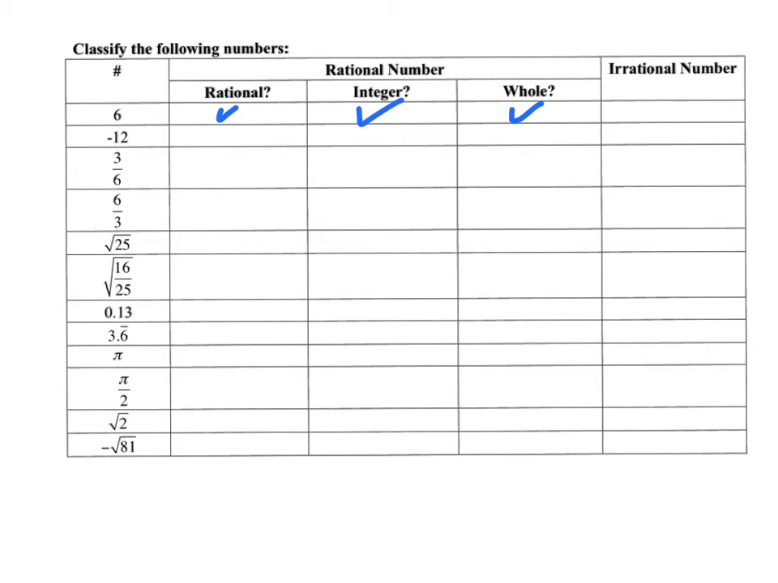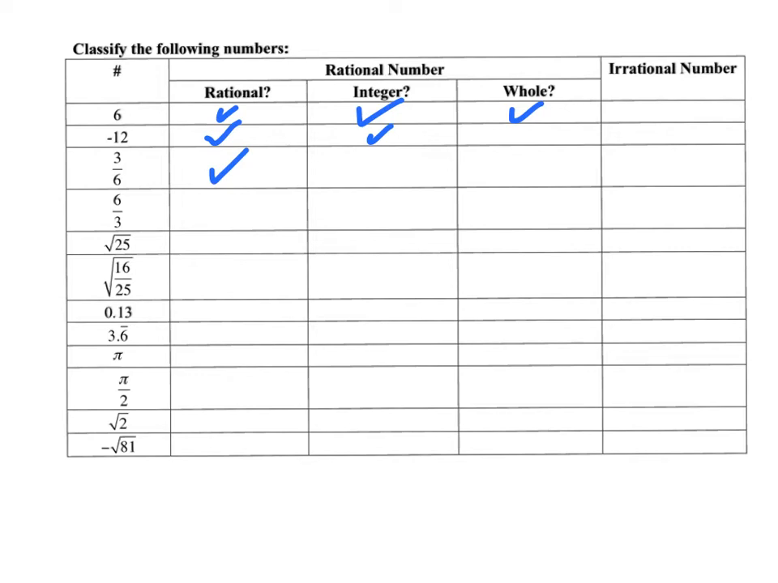Where -12, we know that that's a rational number, but it's not going to be a whole number because it's negative. It's an integer, and then of course it's also considered to be a rational number. 3/6, well, that's a fraction, so we know that that's not going to be an integer or a whole number, but it is a rational number because it's written as a ratio of two integers.